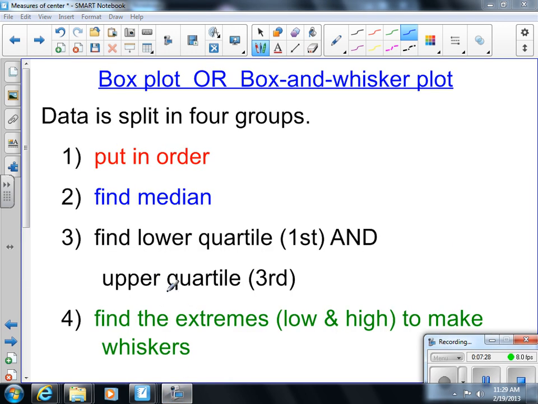Okay, so let's review. Box plot or box and whisker plot: your data is split into 4 groups. The first thing is you put it in order, find your median, find your lower quartile, sometimes called the first quartile, and then your upper quartile, sometimes called the third quartile. And then you find your extremes, which are your low and your high, to make your whiskers. Just be careful and make sure to see if you have any outliers, any piece of data that just doesn't fit the rest of it. And that concludes our lesson on box plots or box and whisker plots.